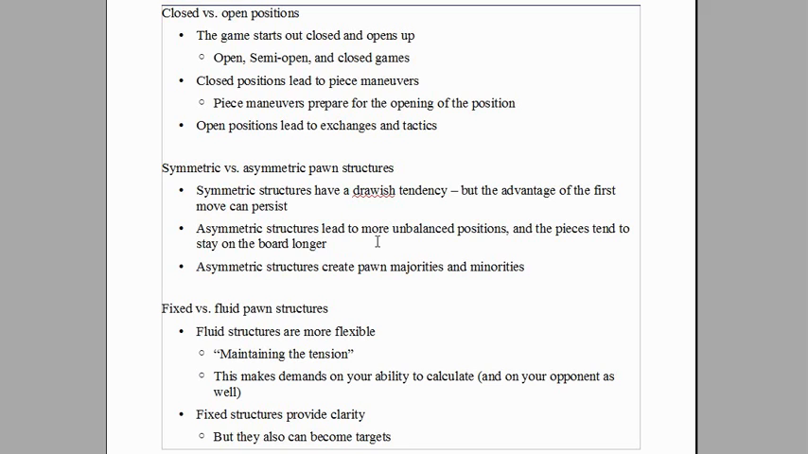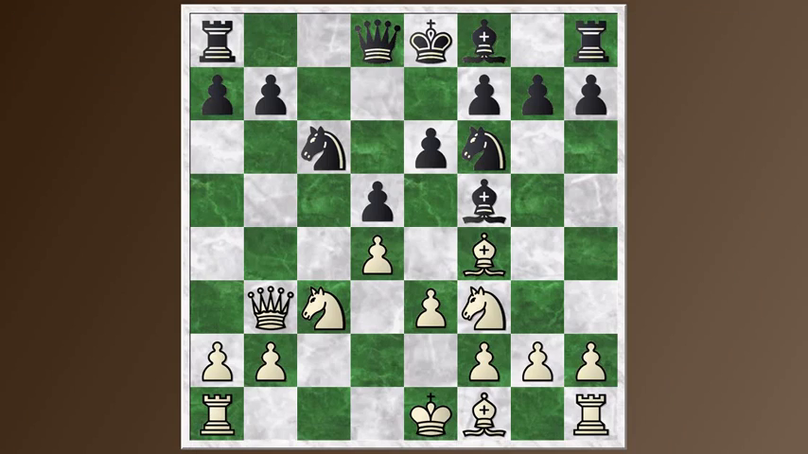Okay, so asymmetric structures, on the other hand, lead to unbalanced positions, and also because there's no completely open file, the pieces tend to stay on the board longer. I should say if there's no completely open file. So if you start with just a couple of half-open files, then there's no fully open file. You've got an asymmetric structure, and the pieces will last a bit longer. It leads to more complicated games, more complicated middle games. And asymmetric structures create pawn majorities and minorities. So let's take a look at this.